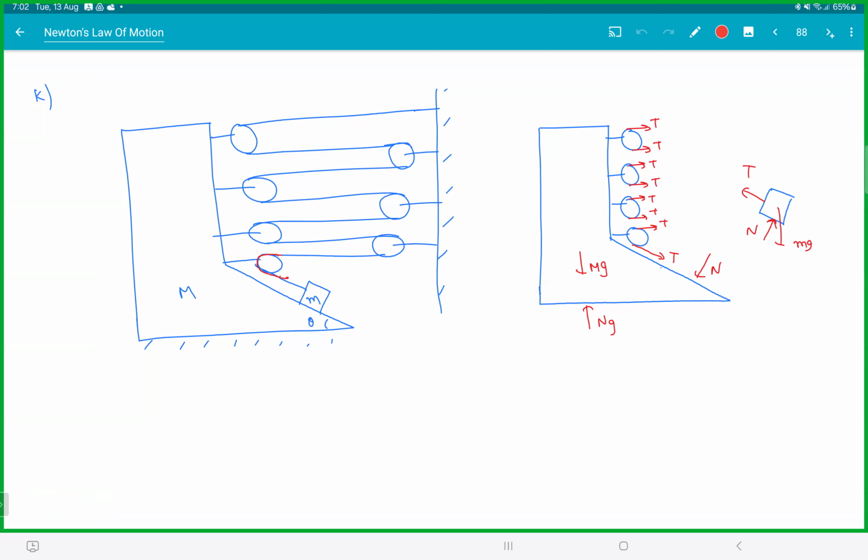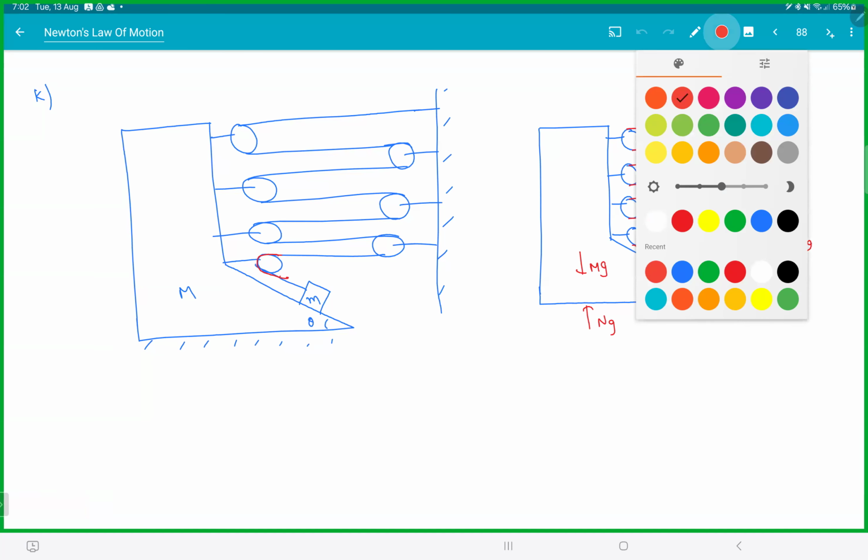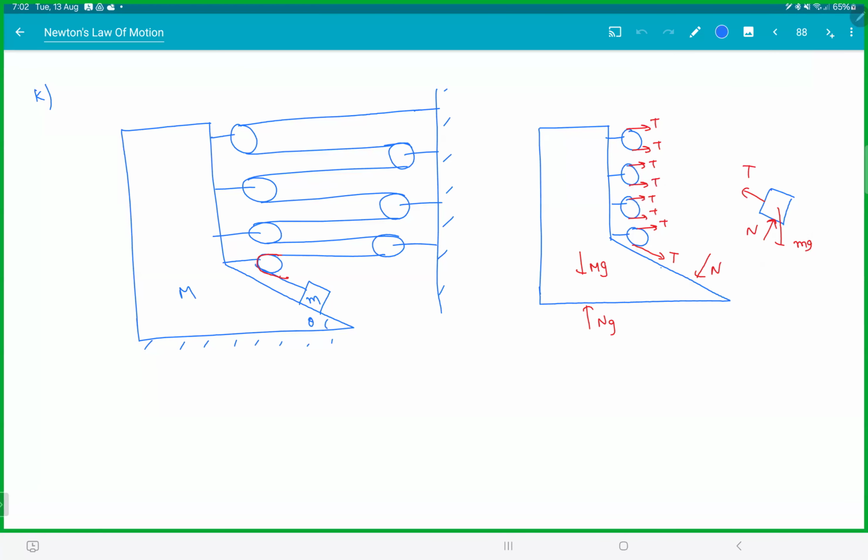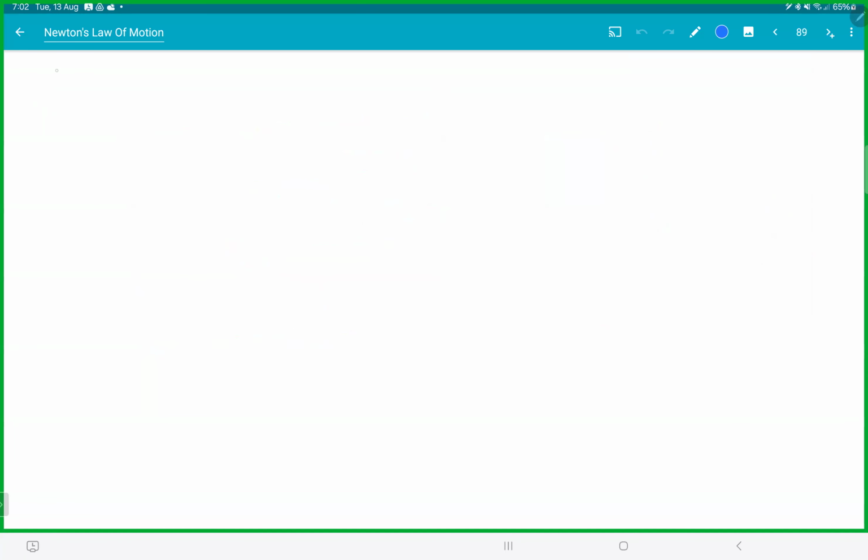So last class we have done the free body diagrams. Right. So the next part is equilibrium. Now this we have done in vectors also. So what is equilibrium?